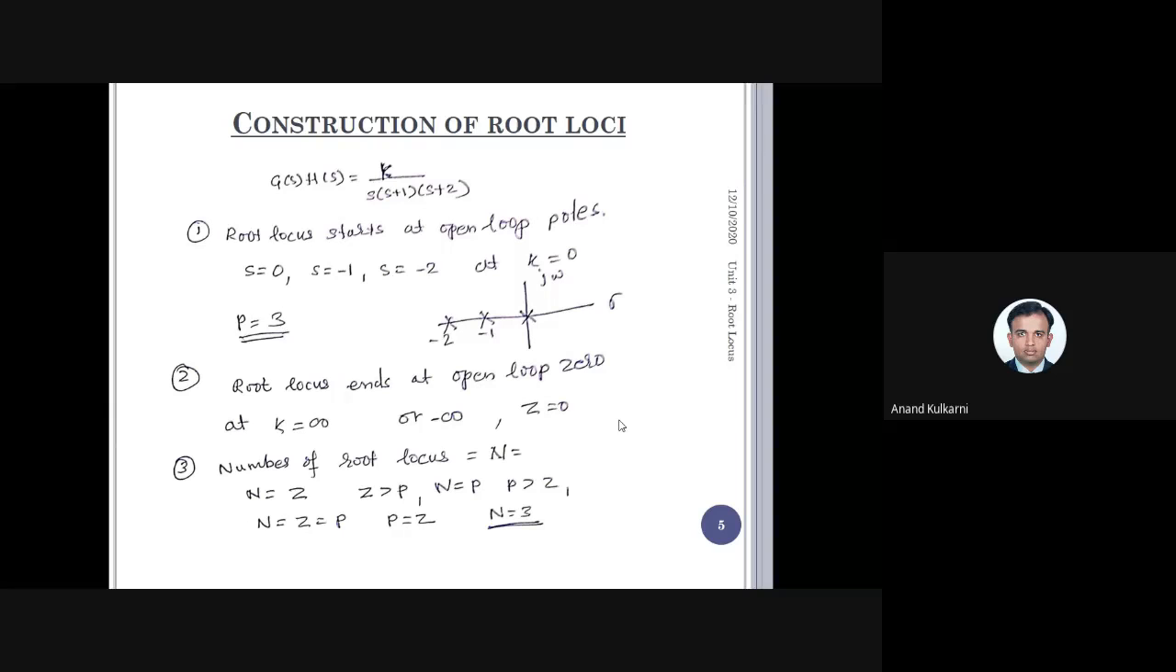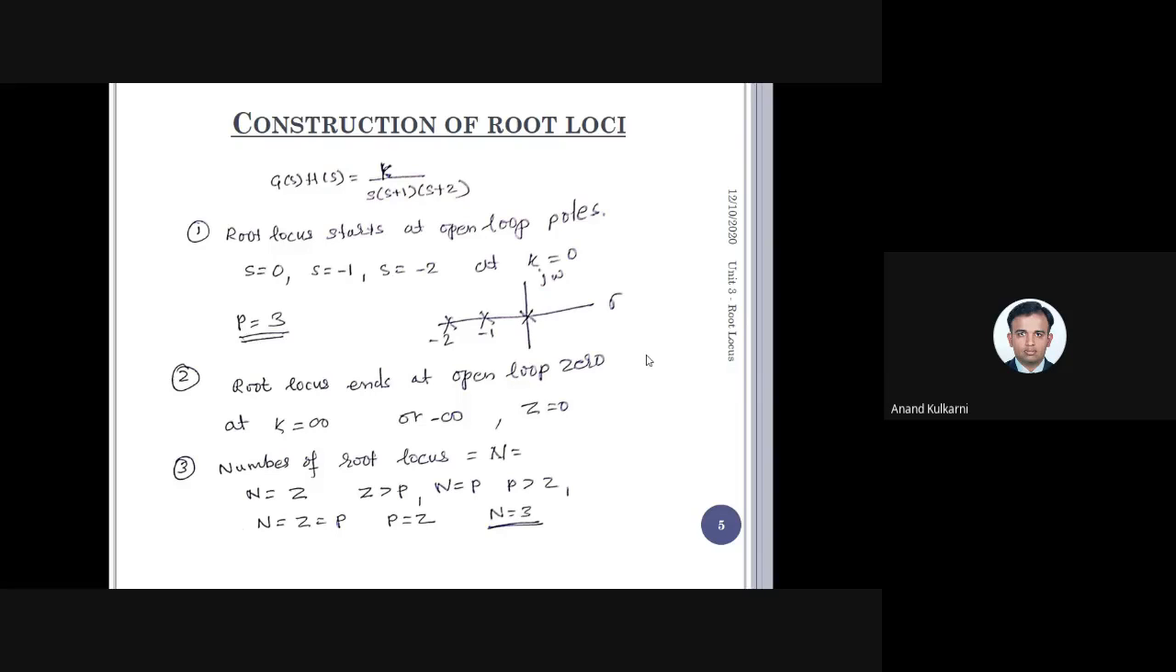Remember that. For the construction of the root locus, you have to be given the open loop transfer function. You have to start your job once you know the open loop transfer function, and that open loop transfer function should also be in a factored form.